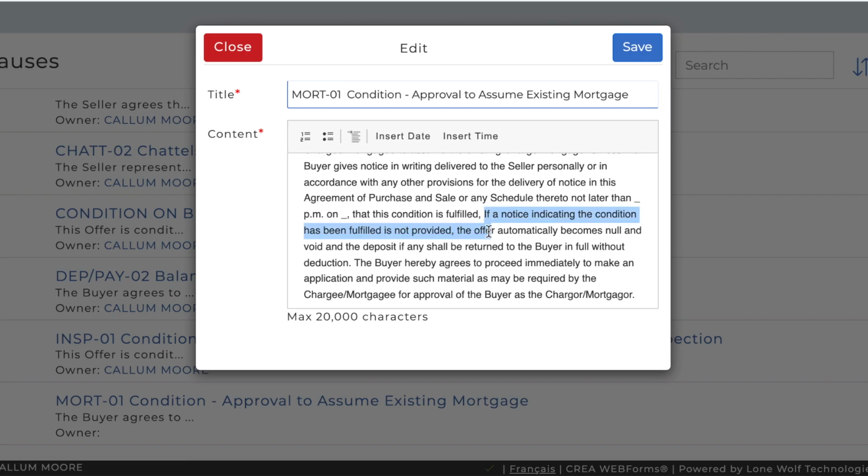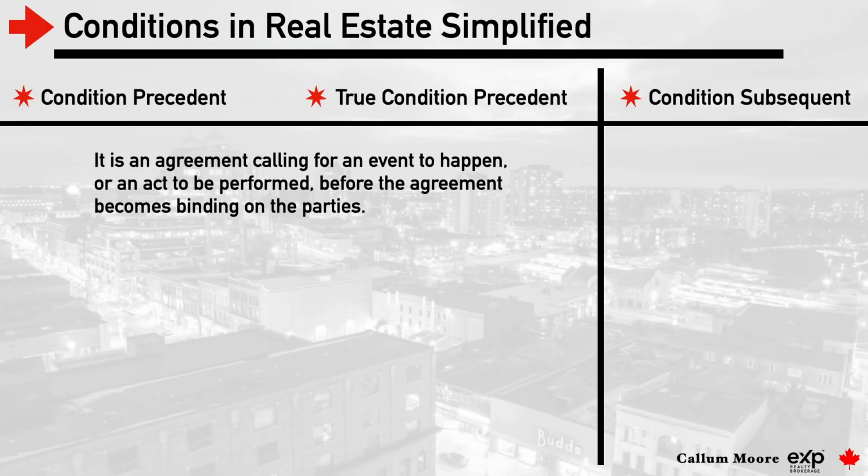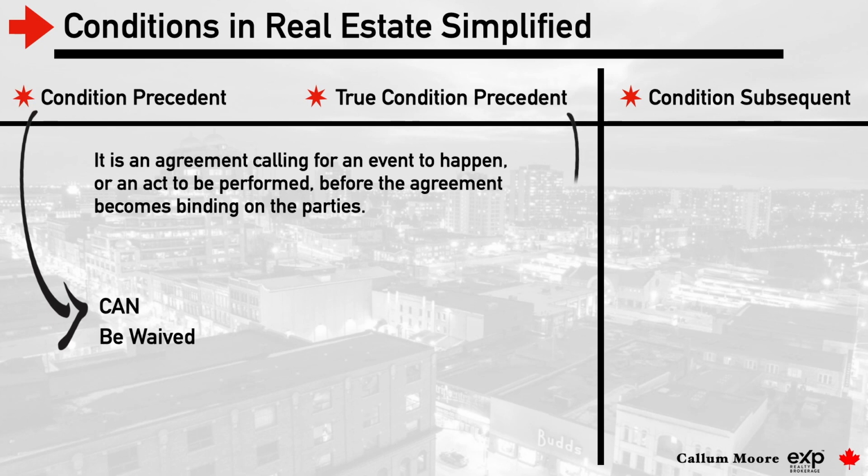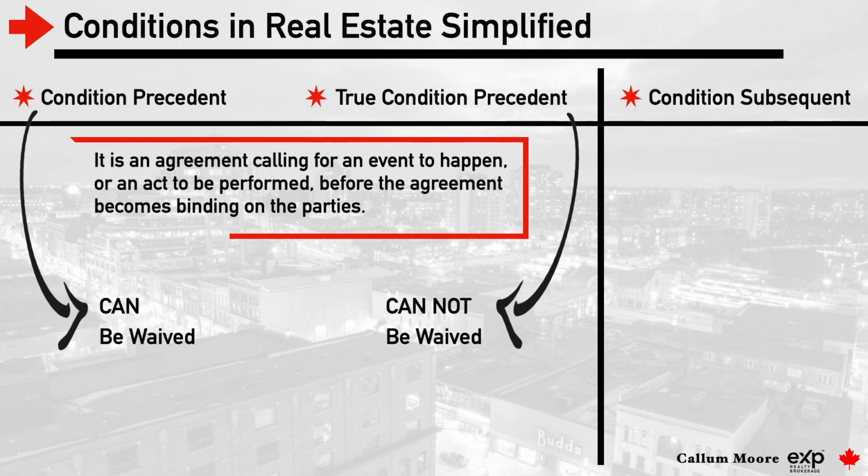If a notice indicating the condition has been fulfilled is not provided, the offer, the entire contract, automatically becomes null and void. So, quick summary with a tip and trick again: a condition precedent can be waived, a true condition precedent cannot be waived, but in both cases, something has to be done for the contract to be binding. That's why those two, the condition precedent and the true condition precedent, are bundled together. I do want to mention that all conditions are written in good faith, and both parties must act reasonably in satisfying the written conditions.